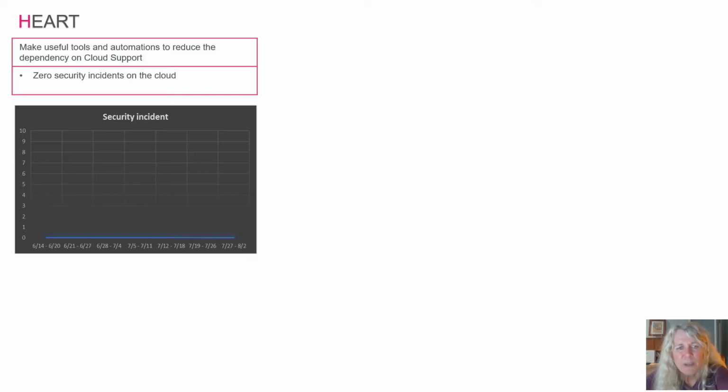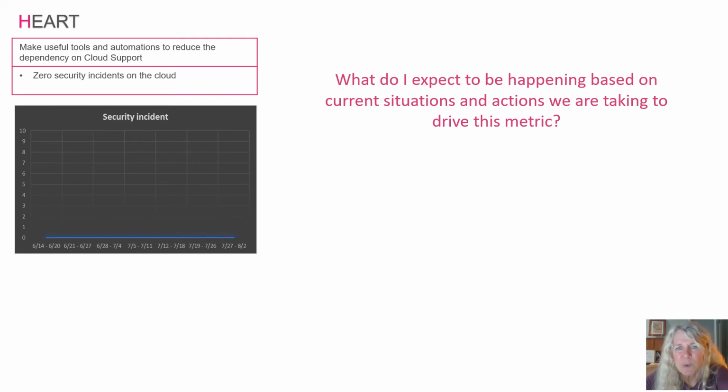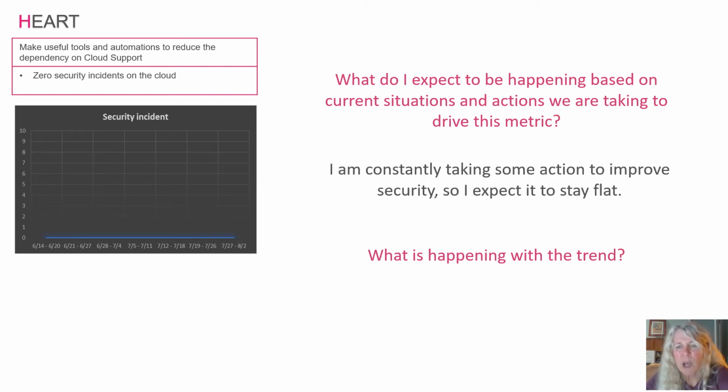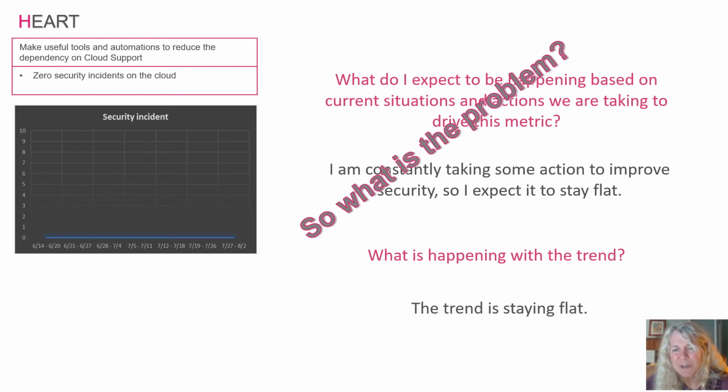So here's our metric. You can see it's flat, and that's good because we don't want any security incidents. So we ask our questions: what do I expect to be happening based upon the current situation? And then, of course, what is happening with the trend? So the answer to the first one is, well, the security team is constantly doing things to improve security, so they expect and want it to stay flat at 0. And what is happening? Well, it's staying flat. So what's the problem? Do we need to look any further?